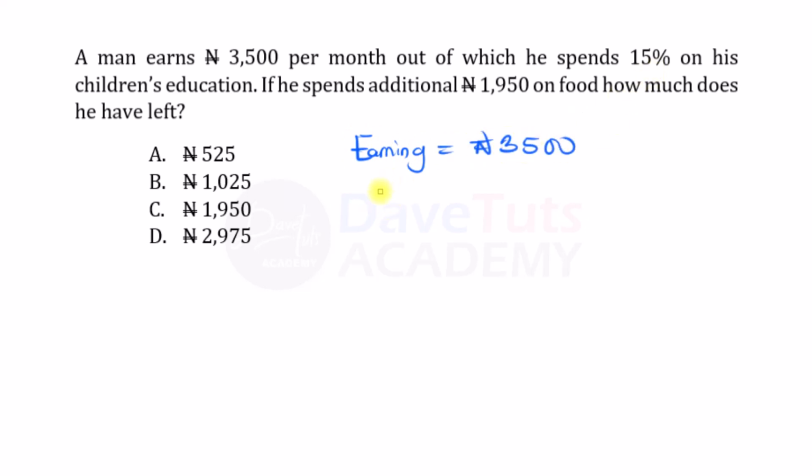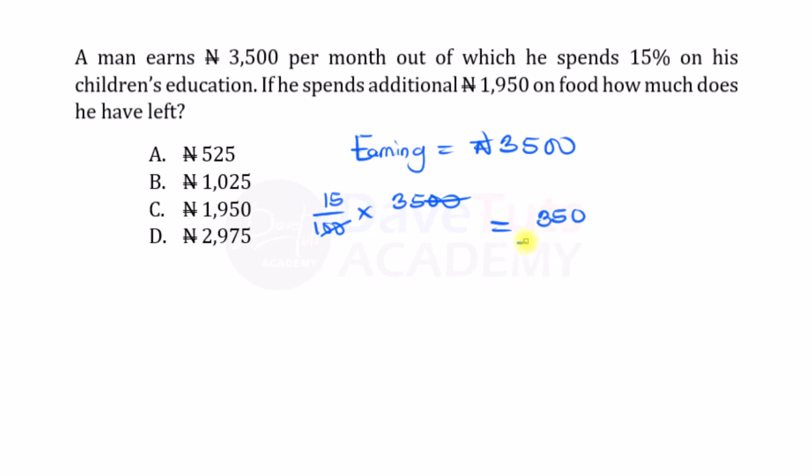15% of 3,500 on his children's education means that we're having 15/100 of that 3,500. This will give us, cancel it out, so we have 35 multiplied by 15, which is 35 multiplied by 10 itself is 350. Okay, that 5, the additional 5, is just half of this.